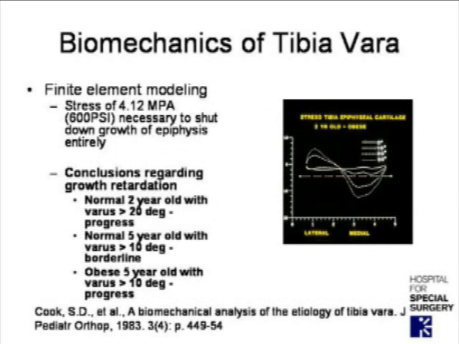They were also aware of the fact that stress of about 4.1 megapascals, or 600 pounds per square inch, is necessary to shut down the growth of the physis entirely. Based on their analysis, they found that a normal 2-year-old with varus of greater than 20 degrees tends to result in progressive varus deformity. A normal 5-year-old with 10 degrees of varus is borderline whether they're going to have a progressive deformity. But an obese 5-year-old with greater than 10 degrees of varus tends to be a progressive problem. These numbers seem to have stood the test of time clinically in terms of other people's observations since then. This was all done about 20 years ago.